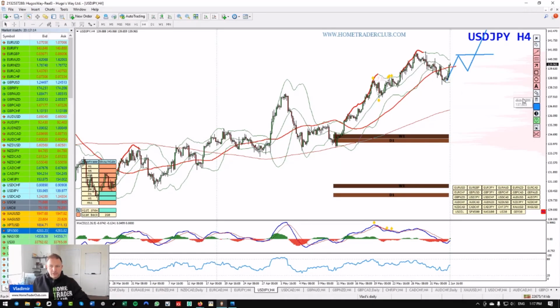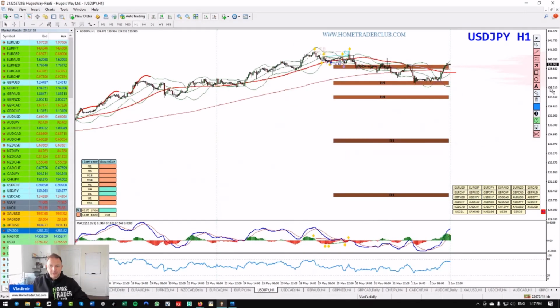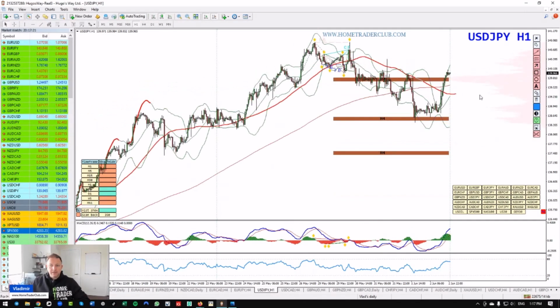If this is the scenario that will happen, then for me, it will be very important to validate it on the 1 hour chart by making 3 waves.